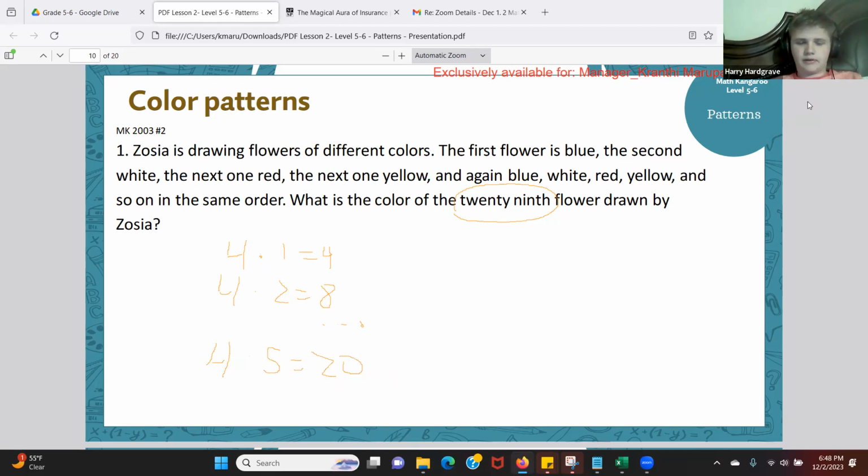But I can keep going, and I can say 4 times 7, which is 28. Now 28 is very close to 29. And I can start counting from 29 and keep going in the pattern. So if the first flower is blue, that's going to be +1. And there we can determine that the 29th flower is blue.